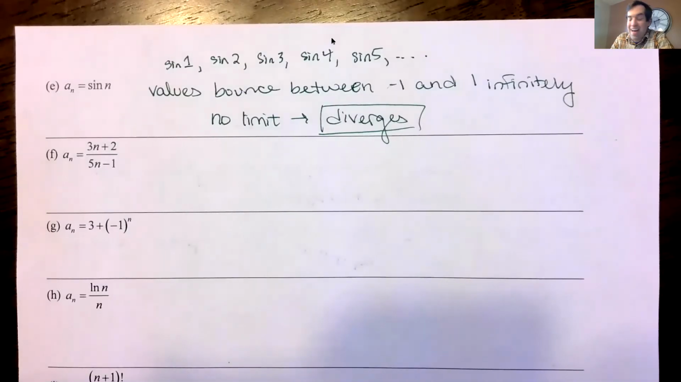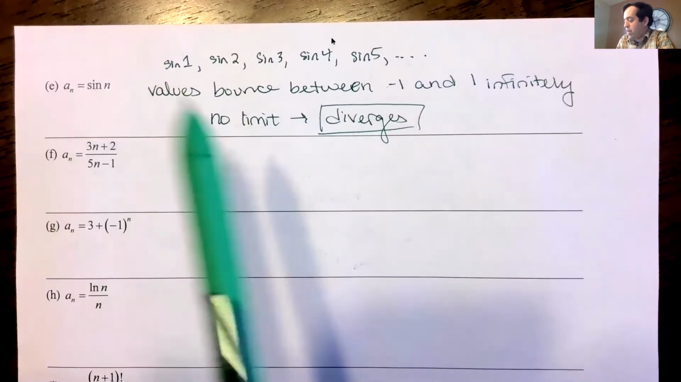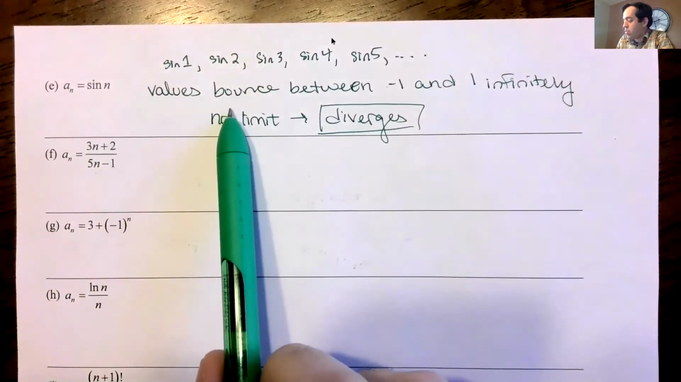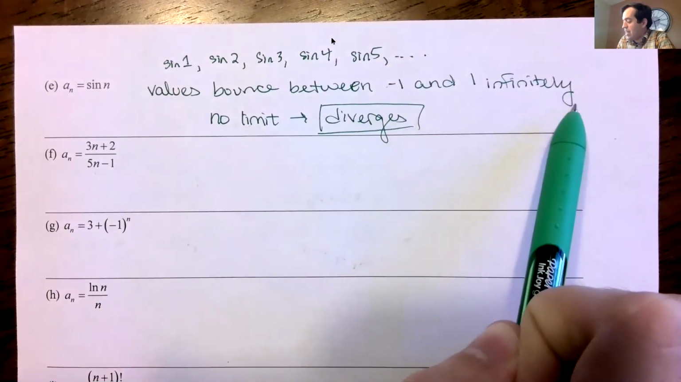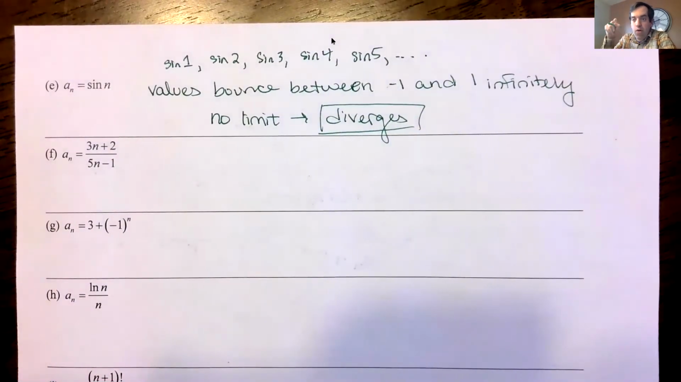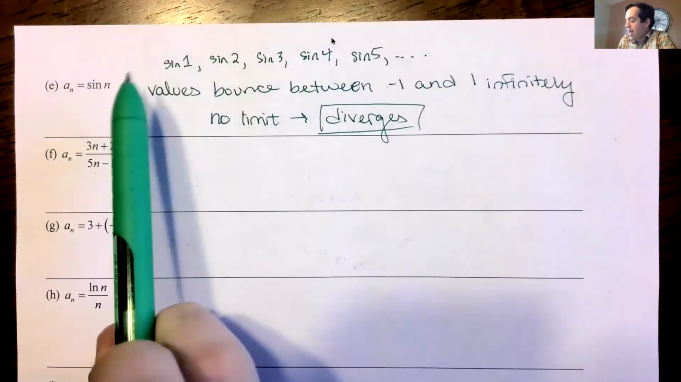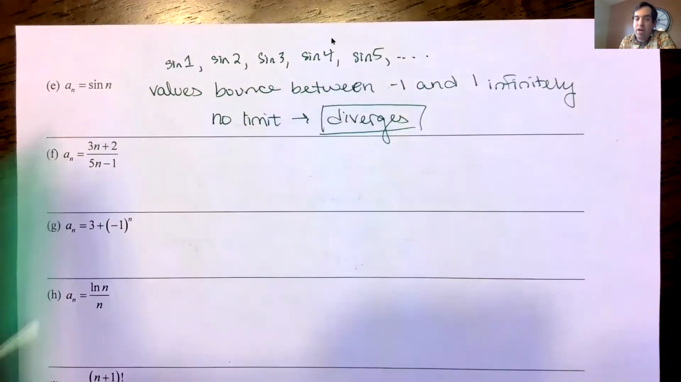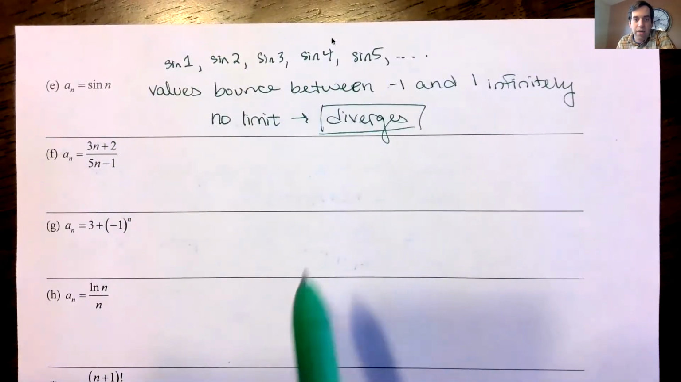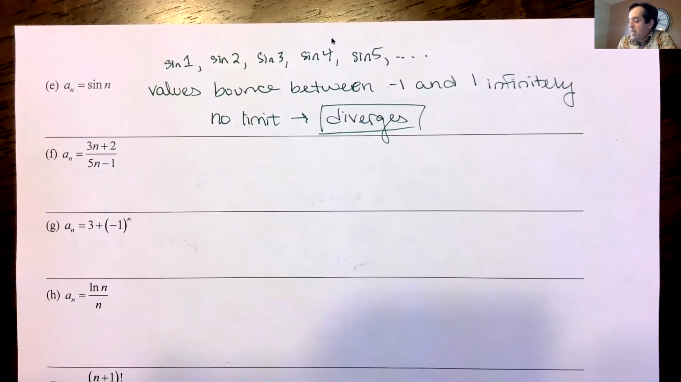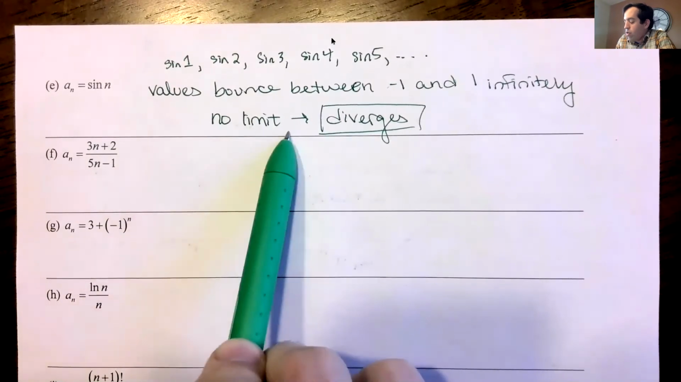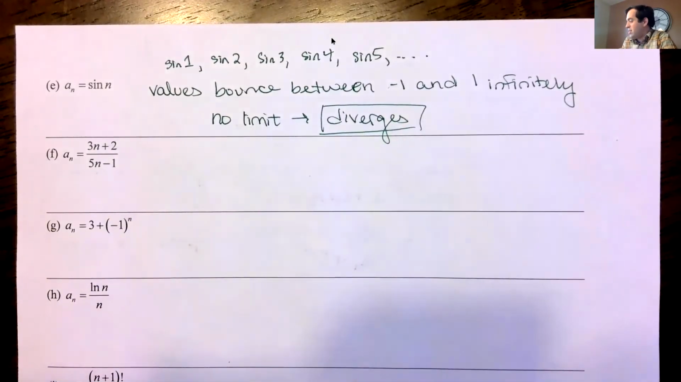All right, so I went ahead and filled in the rest for letter E. I said that the values bounce, or you could say oscillate, between -1 and 1 infinitely. Now they don't just go 1, -1, 1, -1, 1, -1. They actually have these weird decimals that we're not going to investigate much further, but they're always between -1 and 1. And because of that, we don't approach one value. There is no limit, so this diverges.